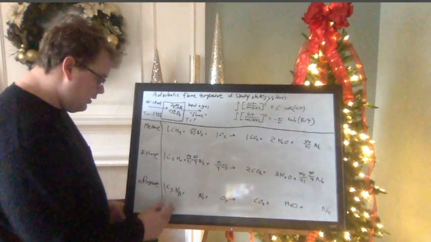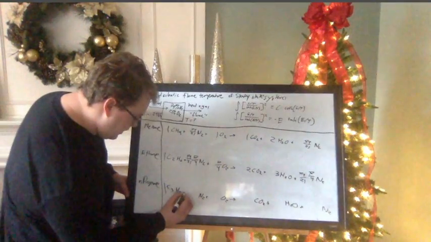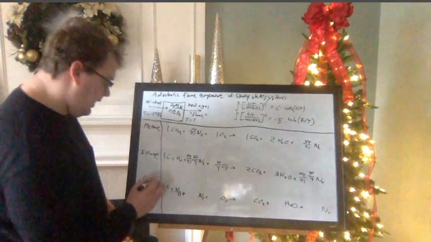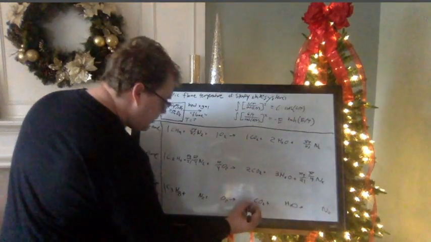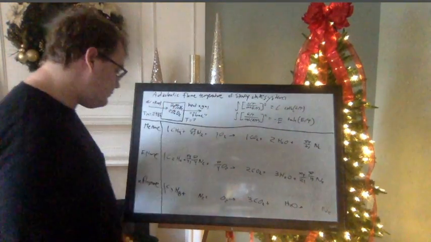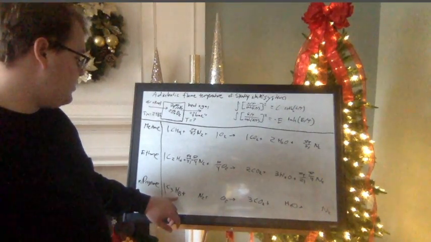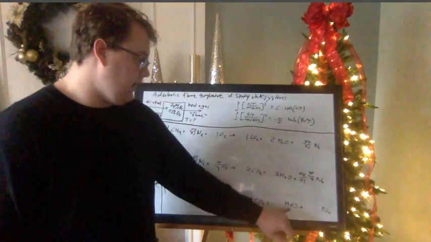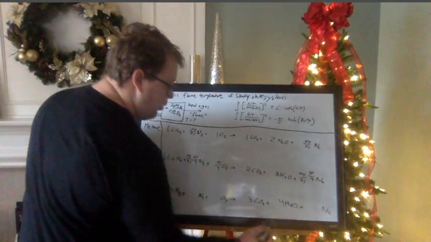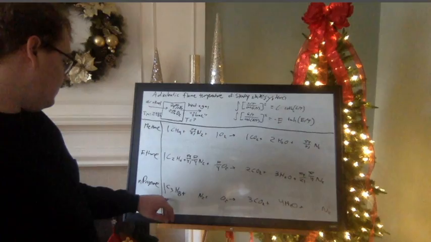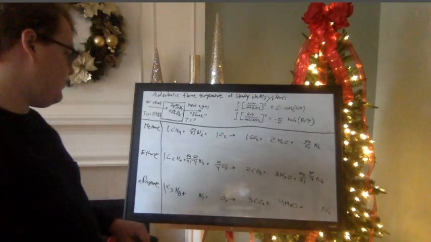So 1 propane, which is C3H8. So I have 3 carbons on my left side, I want 3 carbons on my right side, so I'm going to multiply that by 3. Now I have 8 hydrogens on my left side, but I only have 2 hydrogens on my right side, so I'm going to multiply that by 4. So now I have 8 and 8 hydrogens.